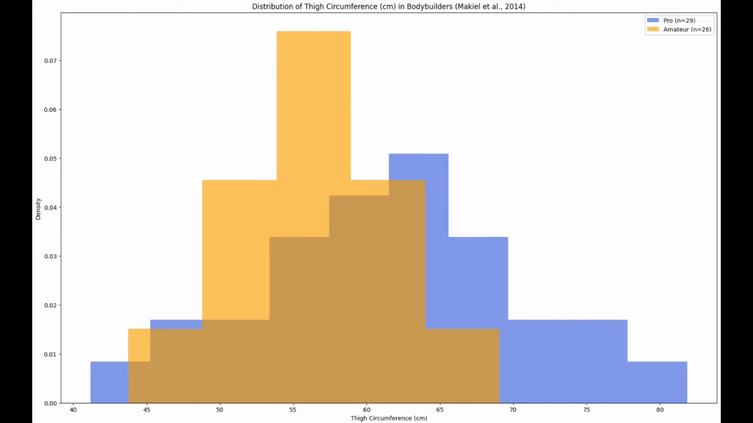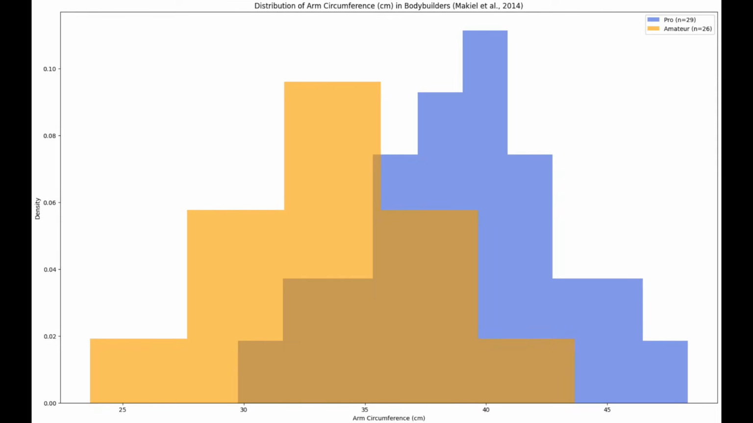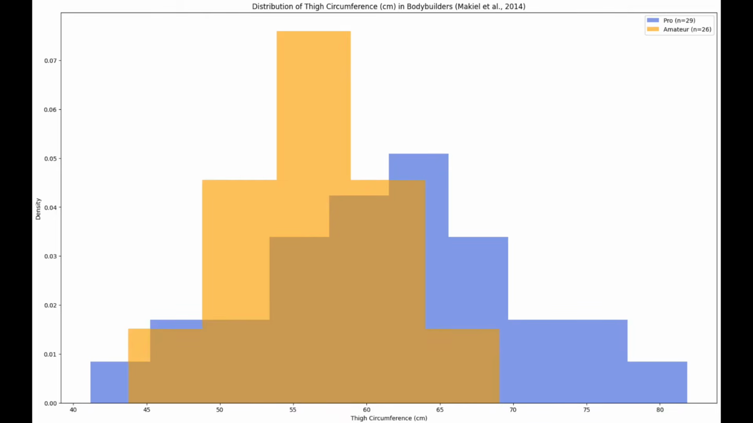So I use the normal distribution to plot this because the studies don't tell you the individual measurements of each participant, so this is the best that I can do. But as you can see here for yourself, the amateurs are smaller on average than the professional bodybuilders. Anyway, let's continue to the second study.